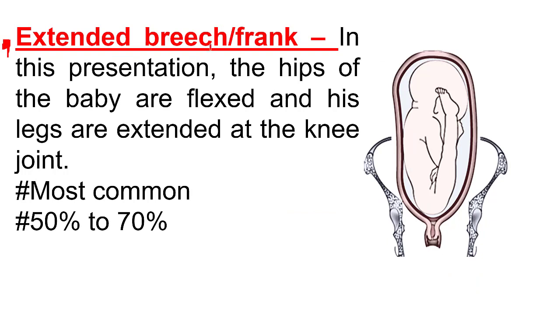Now we have extended breech, which is also called frank breech. In this presentation, the hips of baby are flexed, or we can say that the thighs are flexed and the knees or legs are extended. We can look in the picture, the hips are flexed, right? Due to the flexion of hip, the thighs will move forward, but there is the extension of legs, because due to the extension of knee joints, the legs move forward.